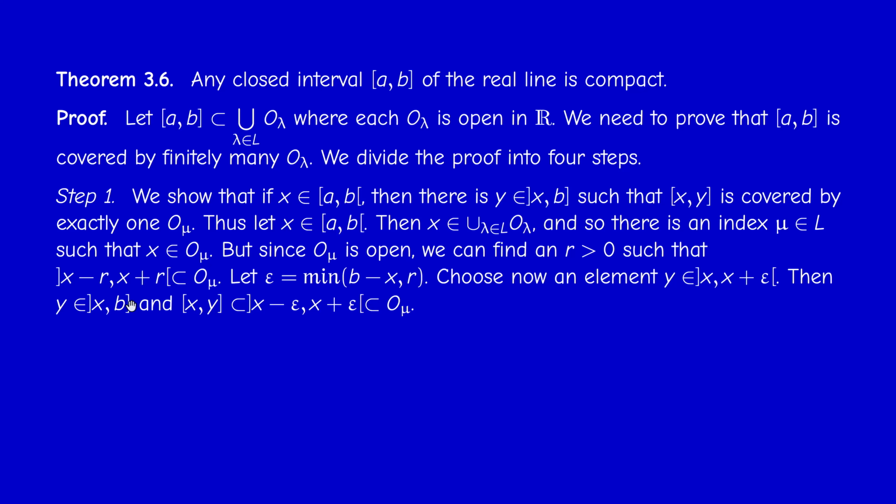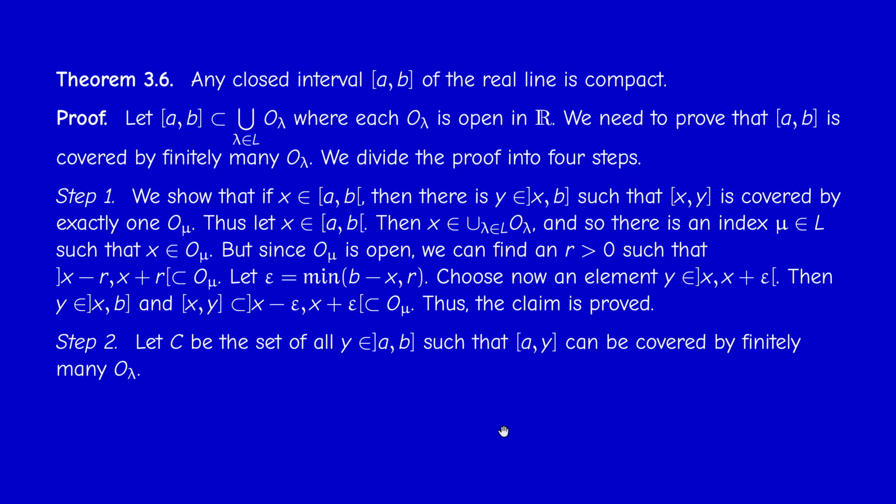Can make it open here. And therefore, the closed interval [x,y] is contained in (x minus epsilon, x plus epsilon), and so it's contained in (x minus r, x plus r), and therefore it's contained in O_mu, and that's it. So this completes the first step. So we found one element of the covering containing the closed interval [x,y].